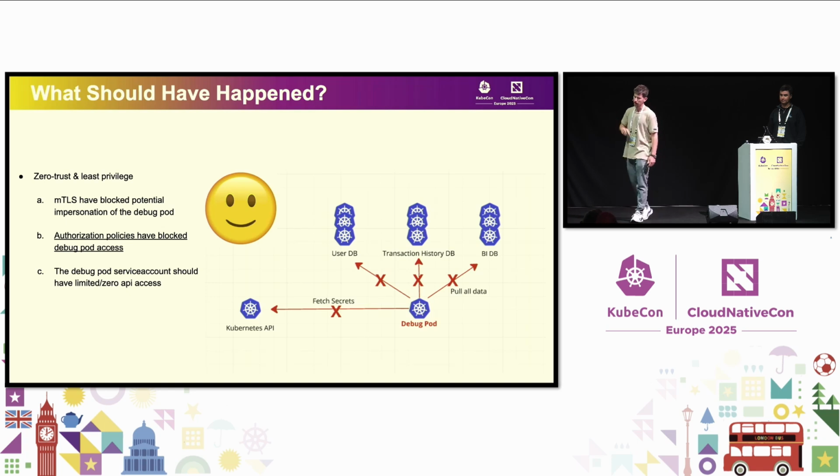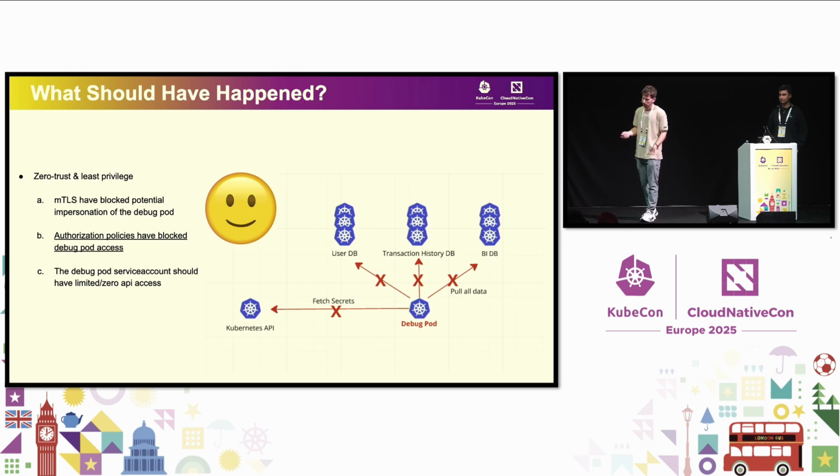Now, just to complete the story, what should have happened is zero trust and defense in depth. mTLS should have blocked potential impersonation of the debug pod, because if we have mTLS, every service presents its own certificate, and it's much harder to impersonate a different service. Authorization policies should have blocked the access, because the debug pod should not have been deployed with an identity or pod label, depending on what you're tying on, that has access to anything else. We just wanted to get a request, dump the headers, and inspect them.